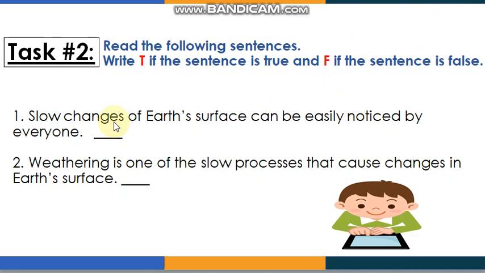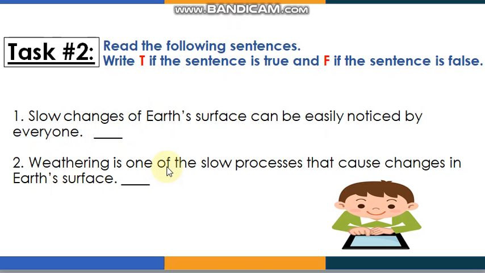Slow changes of Earth's surface can be easily noticed by everyone. Do you think it's correct? No, it's false. So the slow changes like weathering and erosion, can everyone see them? No, not all the time. Sometimes people can't see them. So this is false. Let's read the second one.